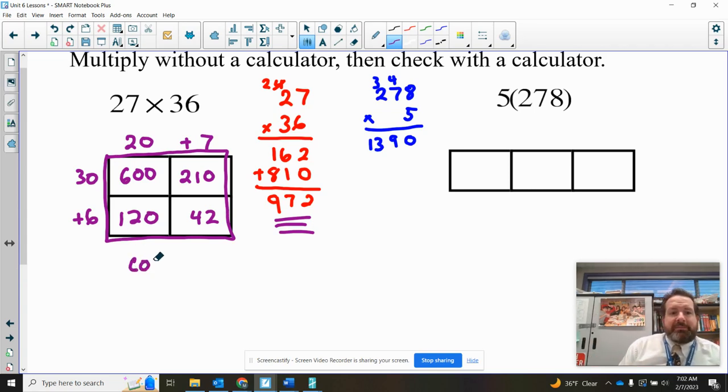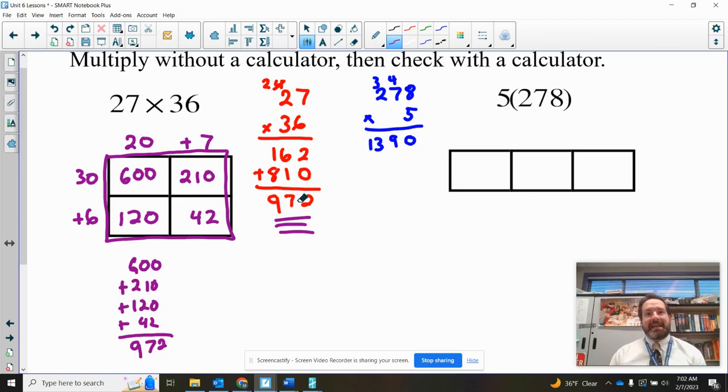So 600 plus 210 plus 120 plus 42, it's going to be 2, 4, 2, 1 is 7, 6, 2, 1 is 9. Oh my goodness, it got us to that same spot. So dividing it into separate parts multiplied together, and then taking those separate smaller parts once they're multiplied, adding them up, got us to the correct result. We're going to take advantage of that in just a moment.